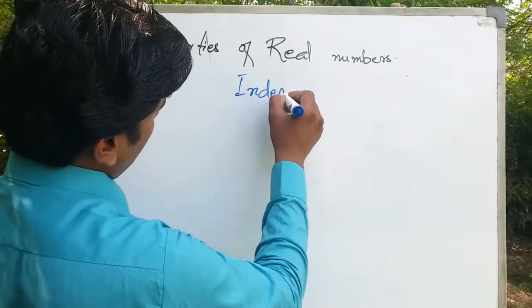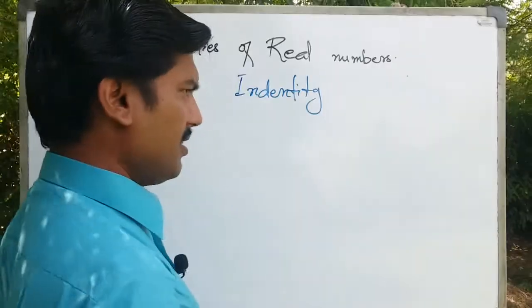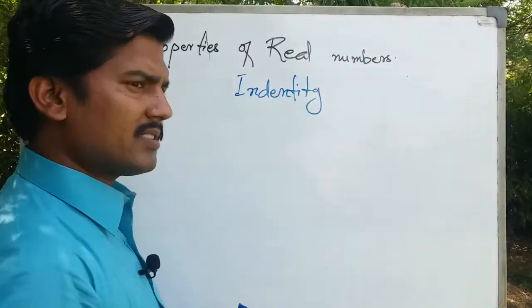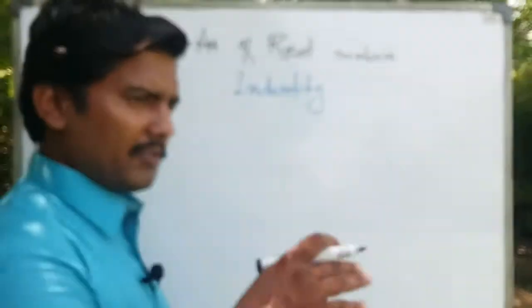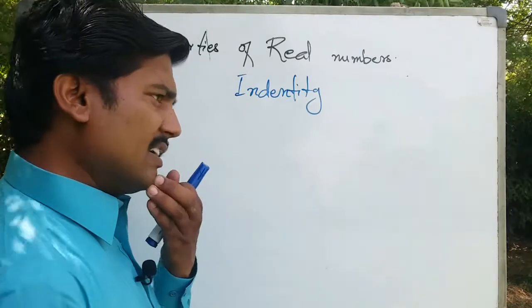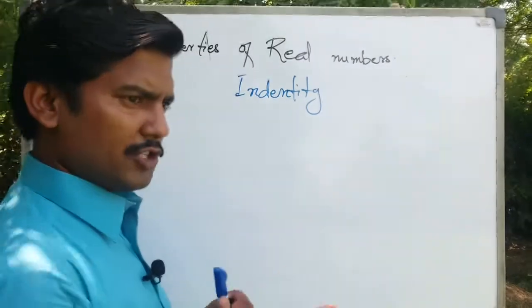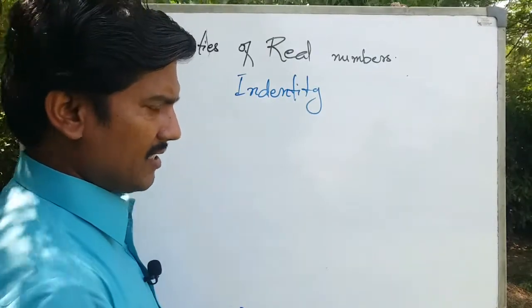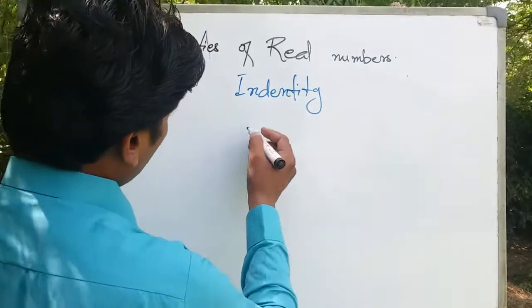Identity law. All the sets of numbers do not possess identity. Some of them possess identity, like set of real numbers has identity, set of natural numbers has identity, and many other sets have also. So identity is an element.